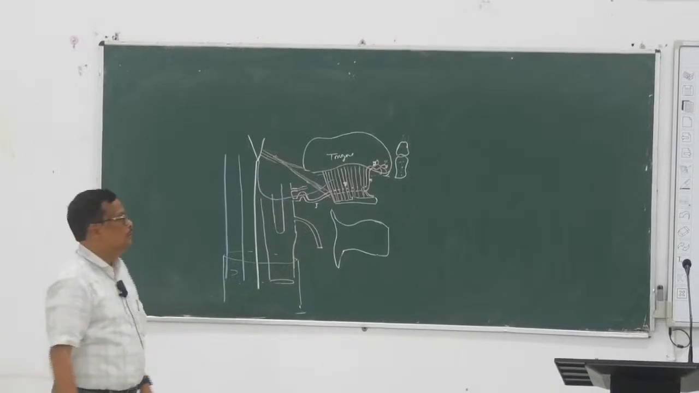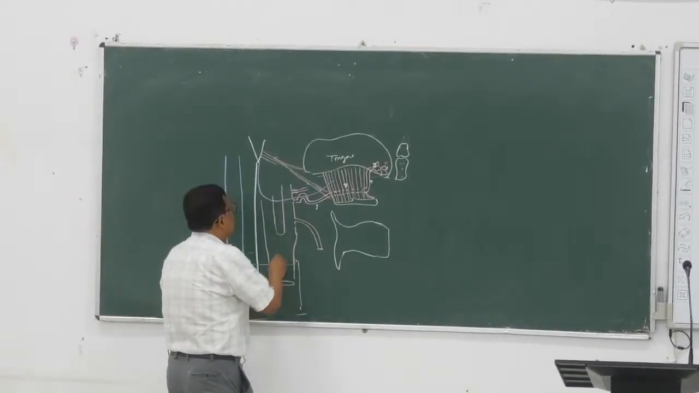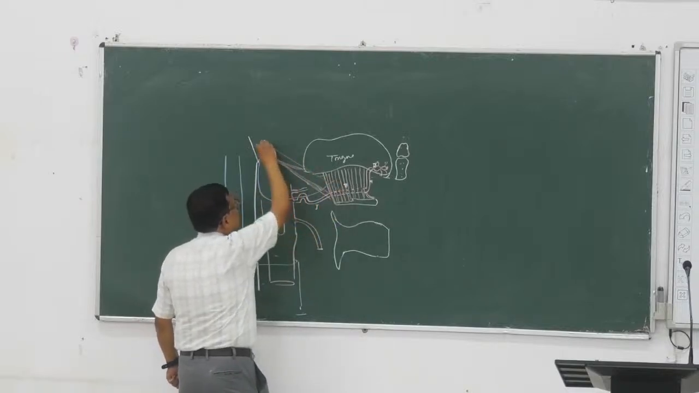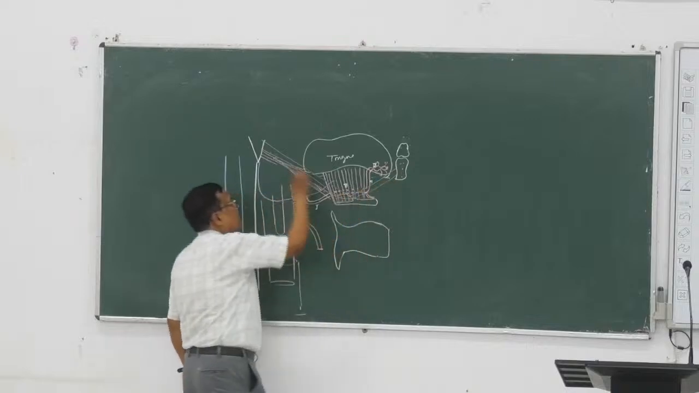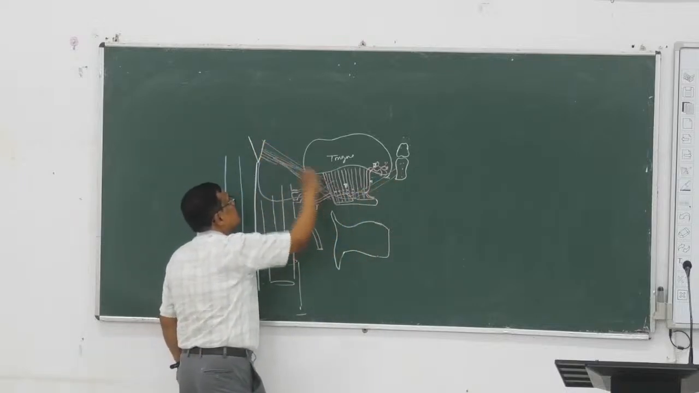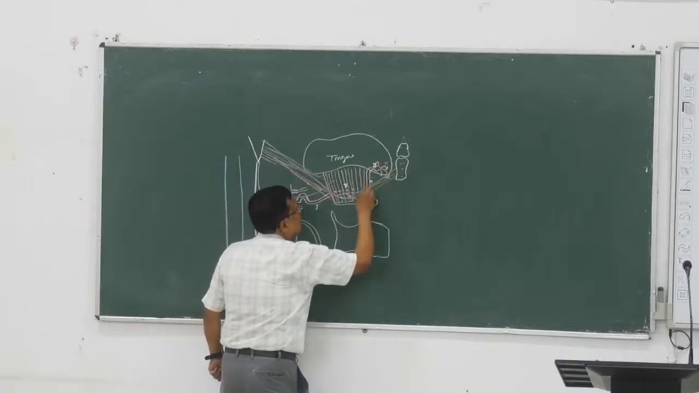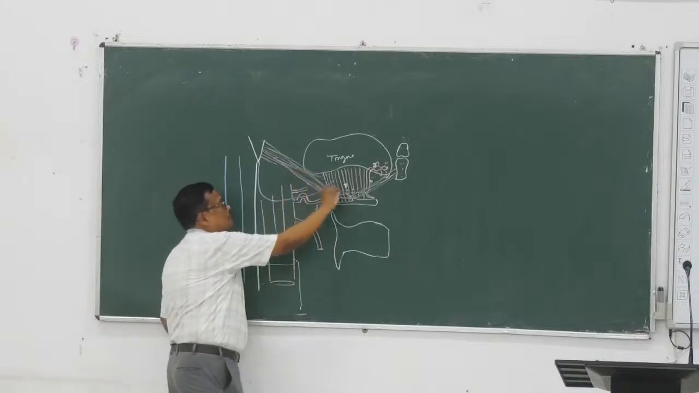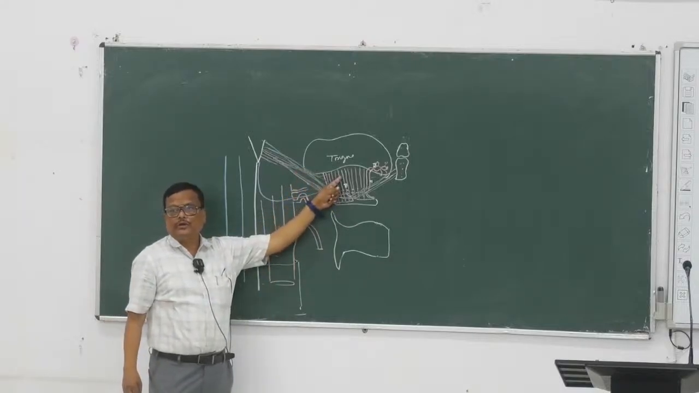Then here we know the digastric, I am drawing one muscle in white, and stylohyoid muscle. This is the anterior belly. So this is the digastric triangle or submandibular triangle.